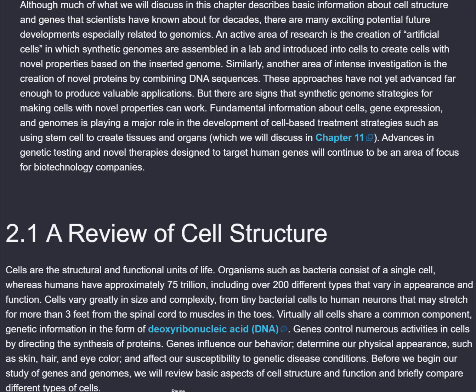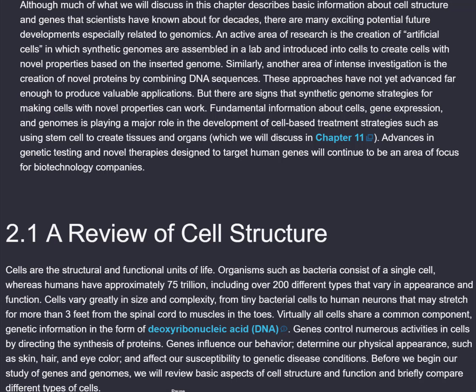An active area of research is the creation of artificial cells in which synthetic genomes are assembled in a lab and introduced into cells to create cells with novel properties based on the inserted genome. Similarly, another area of intense investigation is the creation of novel proteins by combining DNA sequences. These approaches have not yet advanced far enough to produce valuable applications. But there are signs that synthetic genome strategies for making cells with novel properties can work.